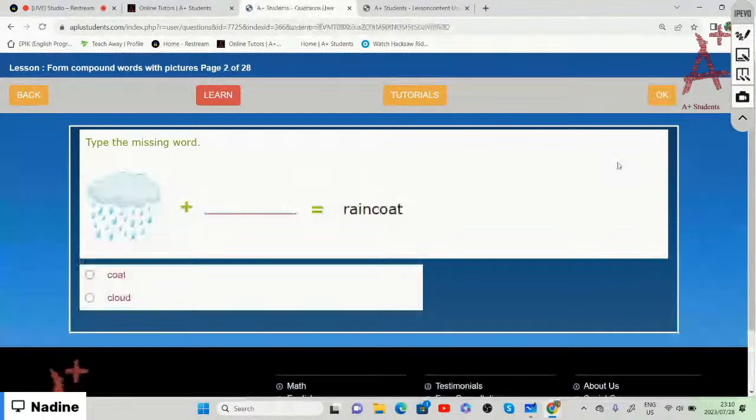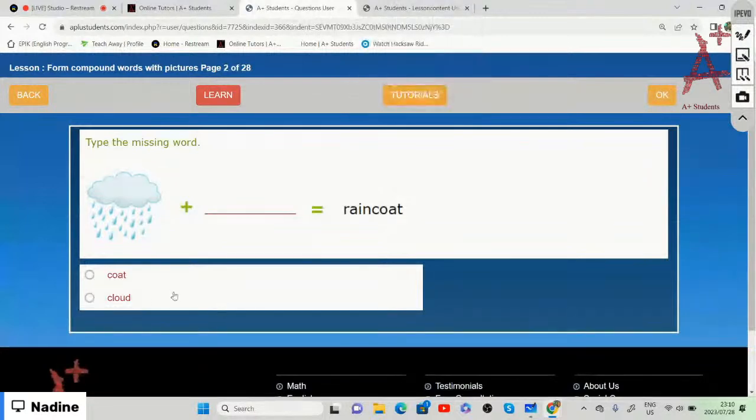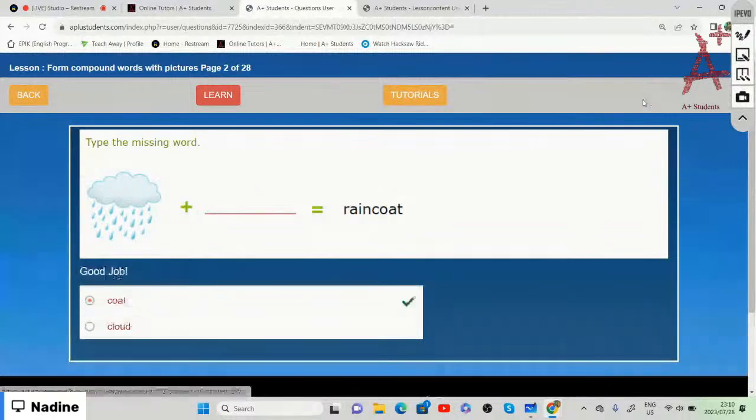All right, so we have rain. Rain plus what equals raincoat. Is it raincoat or rain clouds? Equals raincoat. All right, so basically, if we choose the compound word raincoat, which means that rain, which is the cloud rain, plus coat equals raincoat.